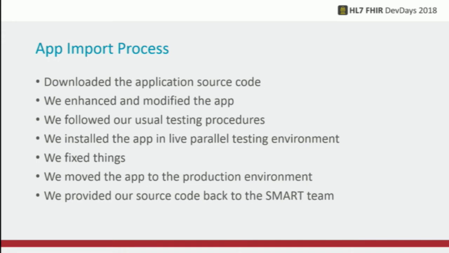So the overall process that we followed: we downloaded the app, I got the source code, we enhanced and modified the application, and I'll talk a little bit more about that in subsequent slides. We followed the usual testing procedures. We installed the app in a live test environment. We fixed things, then we moved it into the production environment, and we provided the source code back to the SMART team at Boston Children's.